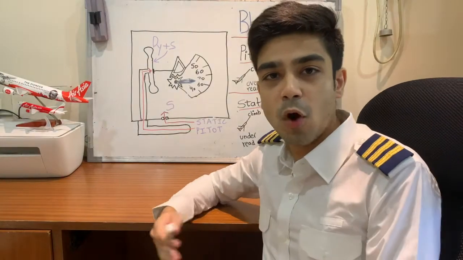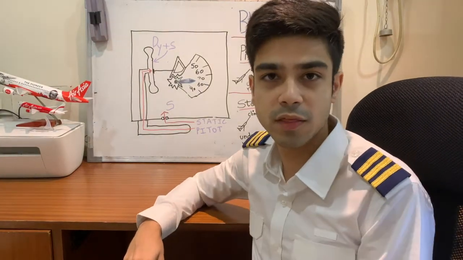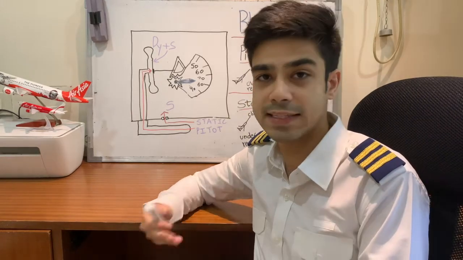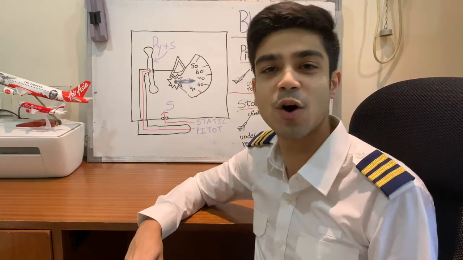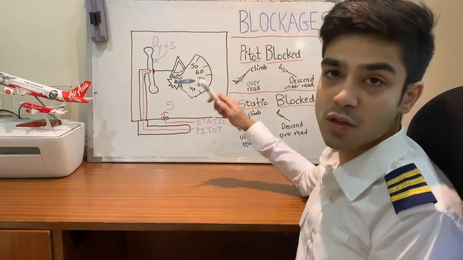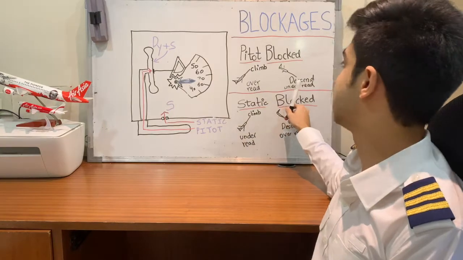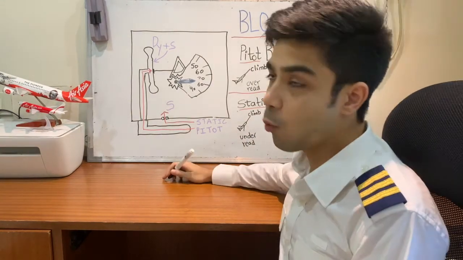Now let's talk about blockages. For example, during the takeoff run, there was some debris, a small rock which came into the pitot tube and blocked it. Or in case of icing, the static vent got blocked. Let's talk about the different kind of blockages. So in case of a pitot block, during a climb, airspeed indicator will overread, and in case of a descent, it will underread. Okay, why does this happen?